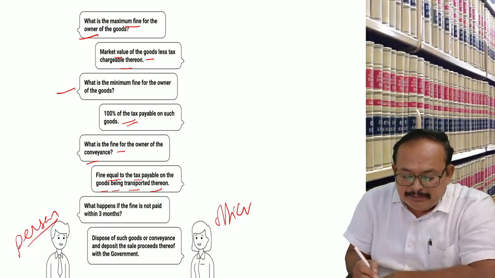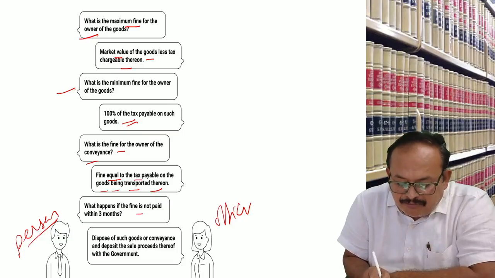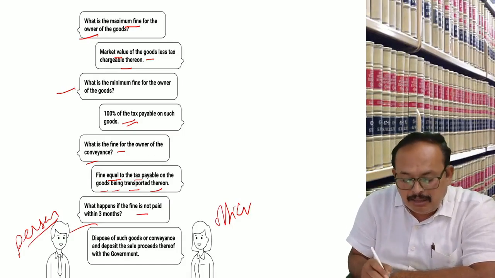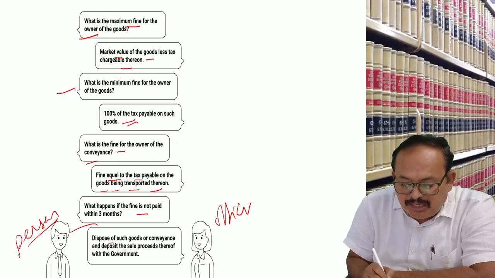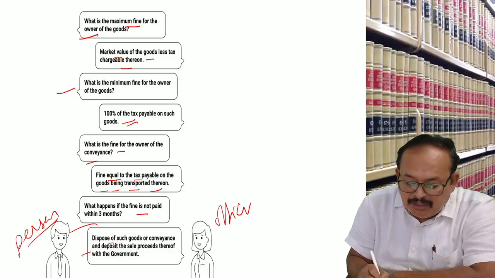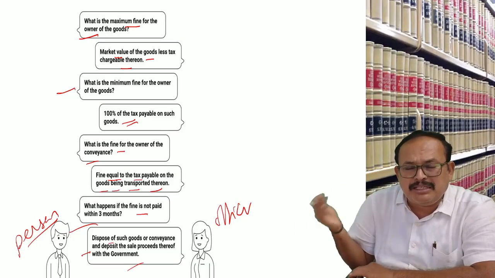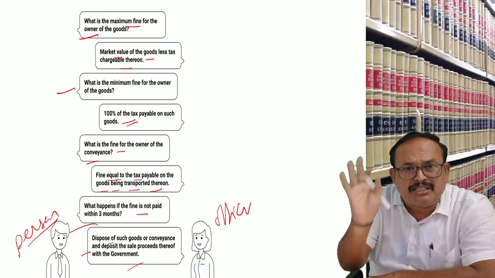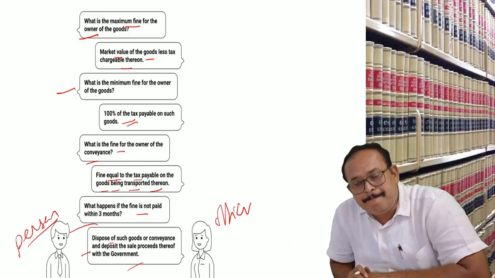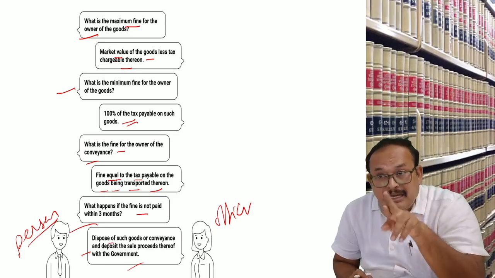Further, a person asked, what happens if the fine is not paid within 3 months? If not paid, dispose of such goods or conveyance and deposit the sale proceeds thereof with the government. If an excess credit amount is available, that will be given to you in the cash ledger or to the uninsured person's bank account. Is it clear? Now, has nobody asked a doubt?